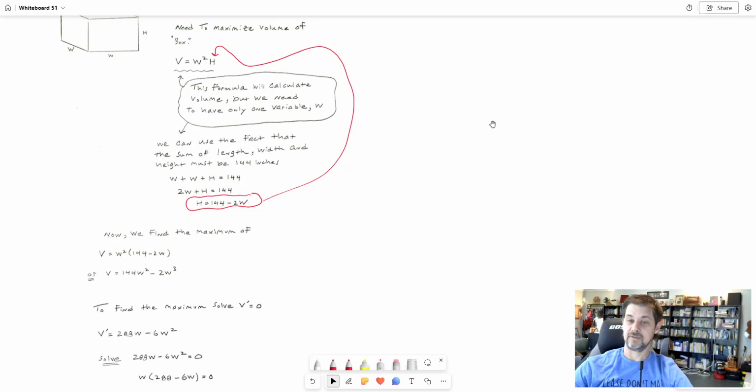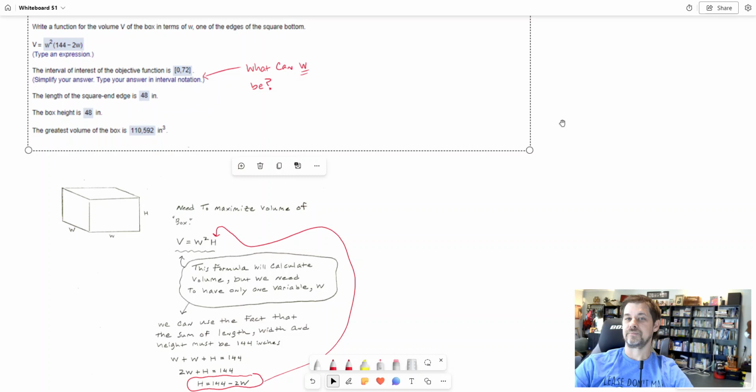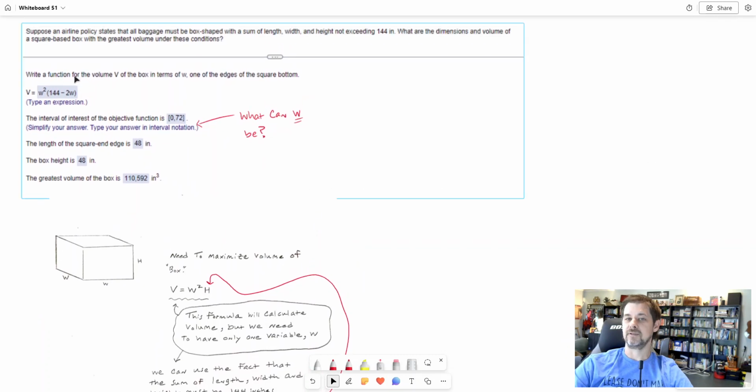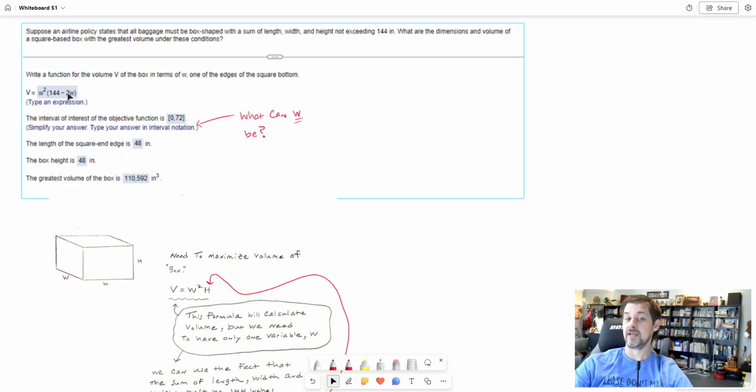I know we have a little further to go. That is what we're asking for in part A. It says, write the function of the volume of the box in terms of w, one of the edges of the square base. Okay, now I've done that. V is w squared times (144 minus 2w). That's where that comes from.